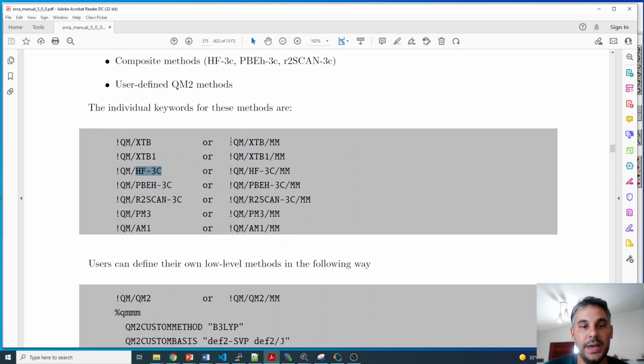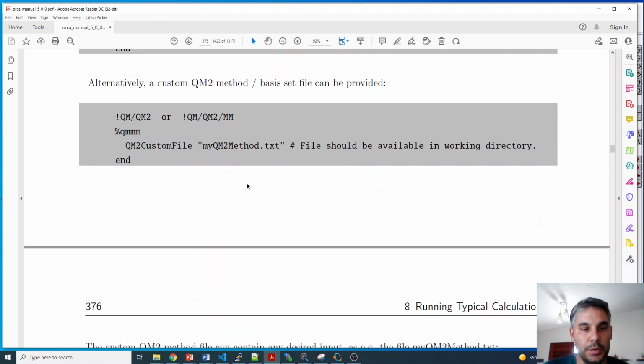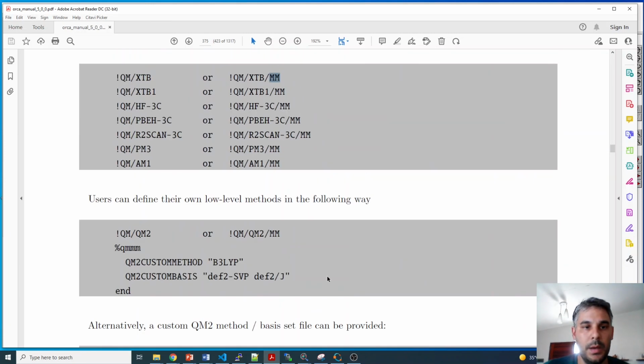So a 3-level calculation can also be done with QM, XTB, and some molecular mechanics method, but we are not going to see that in this video. So there are many more options that you can check out. I'm not going to discuss all of them, but I'm going to show you now my input file.